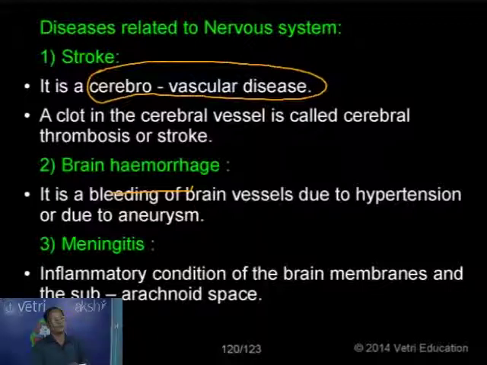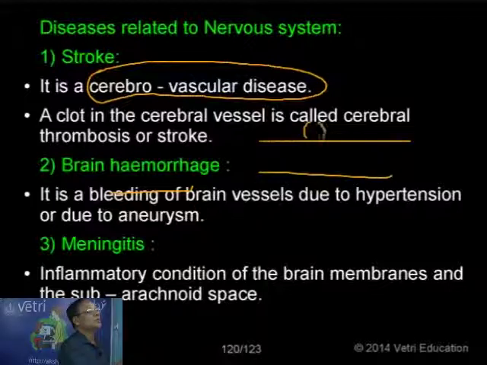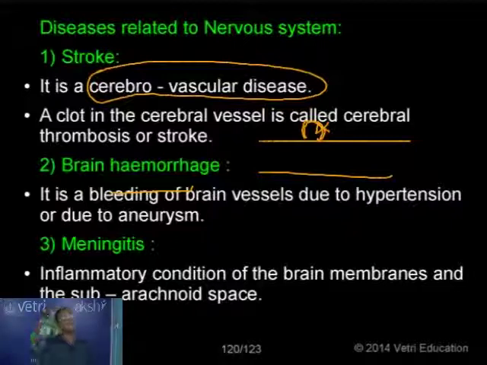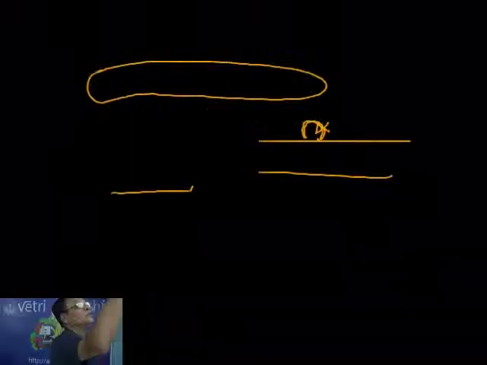Another one is aneurysm. Suppose you have a blood vessel, and in some regions a part of the blood vessel becomes weak, so that it bulges out and later ruptures. This condition is called aneurysm, bulging or ballooning of the arterial blood vessels because of weakness and high blood pressure, followed by rupture leading to leakage. Then meningitis. We have the membranes, the meninges. The inflammation of the meninges, the brain membranes, and also the subarachnoid space is known as meningitis.